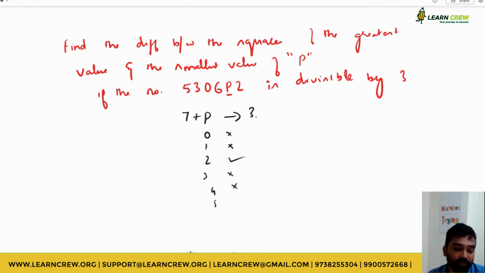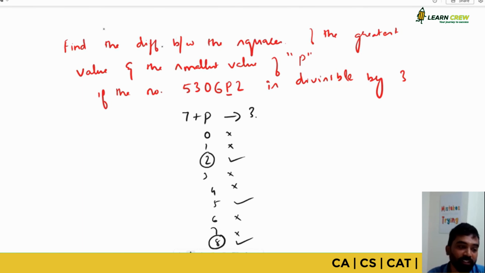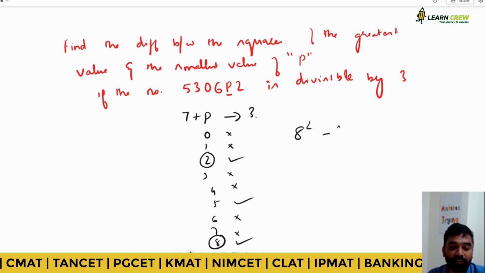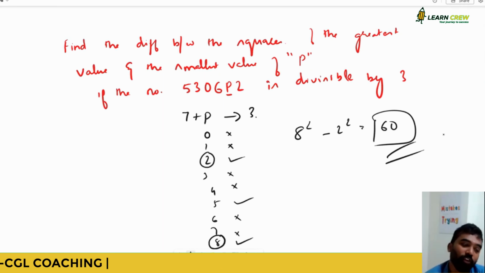4, no. 5, yes. 6, 7, no. 8, yes. 9, that's all. So 8 is the largest value and 2 is the smallest value. Now what are they asking? The square of the difference between the largest and the smallest value. So 8 square minus 2 square, that is nothing but 64 minus 4, that is 60. Clear?